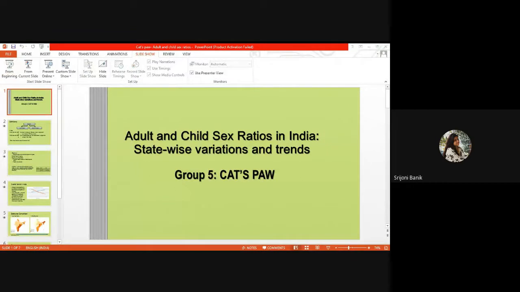Good morning, everyone. This is the Cat's Paws presenting before you all, and the topic given to us is an analysis of adult and child sex ratio of all the states in India. The entire population of a society can broadly be divided into two categories: the adult population, comprising members of age group above 6, and children of age 6 and below. Sukanya, please move on to the next slide.